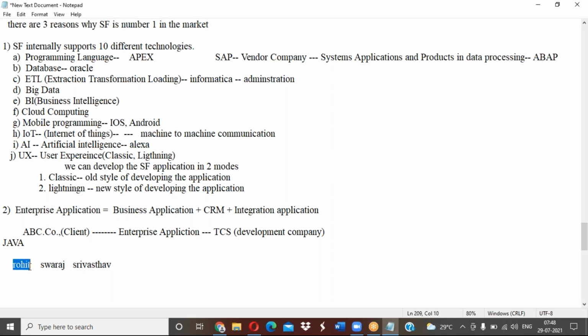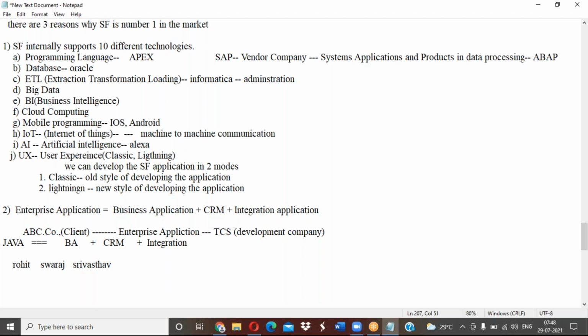Tell me, actually, listen carefully. Rohit is an expert in what? Java. He is a Java developer. That is why TCS hires Rohit for developing what? Business application. You understand the point clearly? Business application they need to develop, and also they need to develop what? CRM application, and also they need to develop what? Integration application. Understand everyone here?